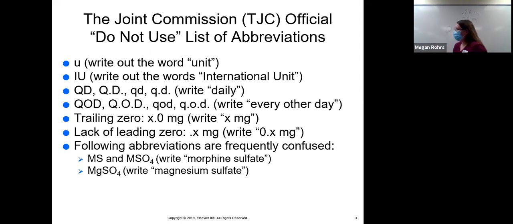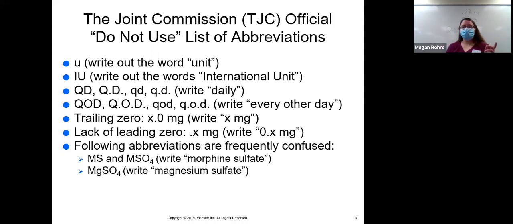And then lastly, we have magnesium sulfate and morphine sulfate. So MgSO4 and MSO4. So 2 completely different drugs, very similar chemical formulas. So they just prefer us to write those drugs out. Definitely wouldn't want somebody who's supposed to be getting magnesium to be getting morphine instead, right? So that is the do not use list.